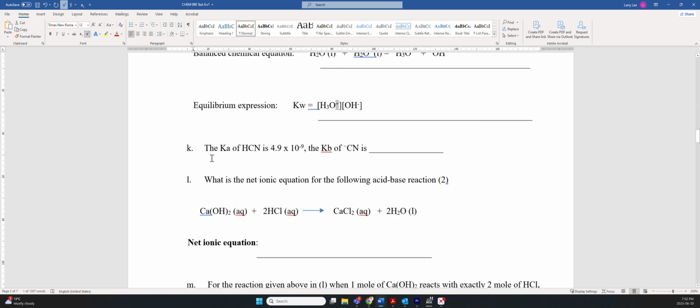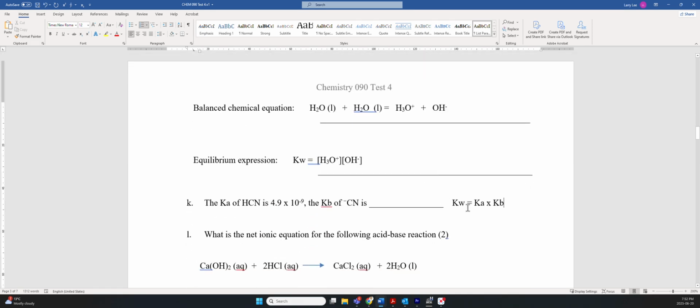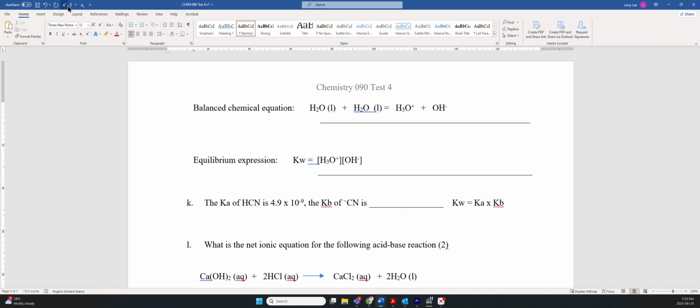Okay, so next one is the Ka with 2 significant figures, 4.9 times 10 to the minus 9. The Kb is. In order to calculate this, all you have to do is take Kw is equal to Ka times Kb. And when you take Kw, which is 1 times 10 to the minus 14, given right there, then you could take the value of Kw over Ka is equal to Kb. So what you need to do is take the fraction, or I'm just going to do this for you.